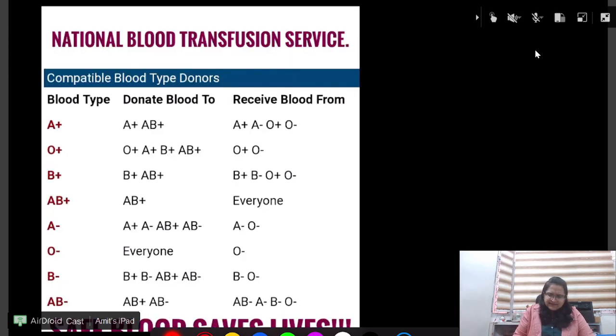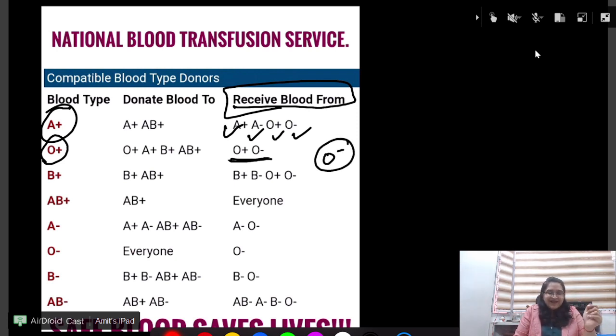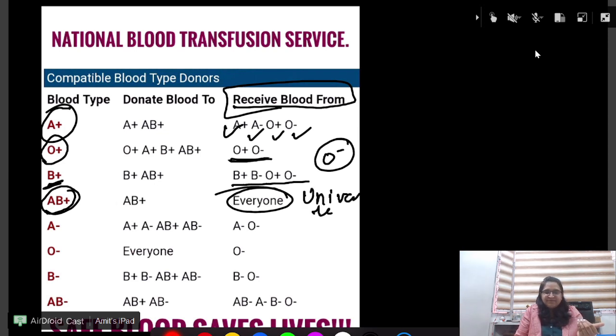Again, suppose A positive is the blood group of a person, then he can receive blood from A positive, that is the first choice. A negative also can give, O positive and O negative. If someone is O positive, please remember he can get blood from only O positive or O negative, because O negative is a universal donor. Next, B positive can get blood from B positive, B negative, O positive, O negative. If AB positive, he can get blood from everyone. It is a universal recipient.